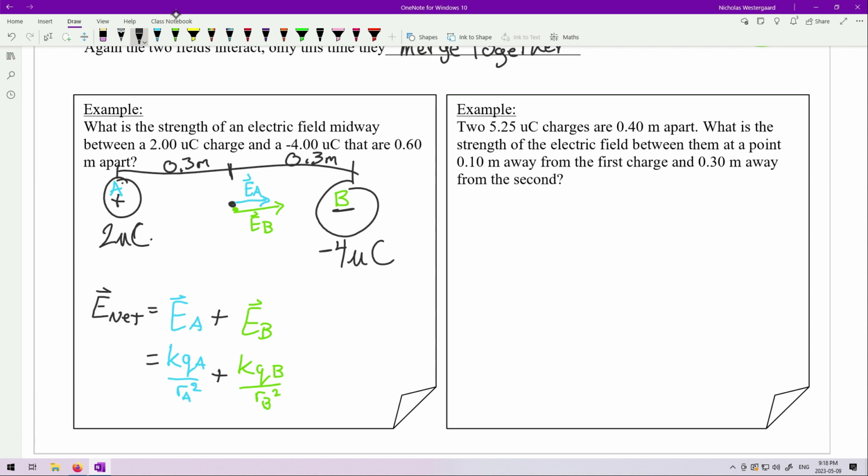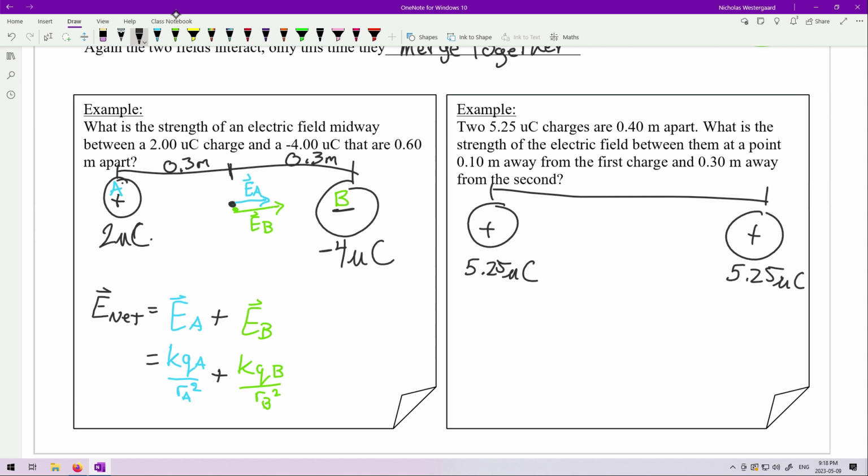Take a look at this one. Aha, you have two 5.25 microcoulomb charges. And the whole thing is 0.4 meters apart, but I want to know what's happening at this one point. We're looking at 0.3 meters and 0.1 meters. Pardon me, 0.3 meters and 0.1 meters from this point. Again, label them A and B and treat them one at a time.